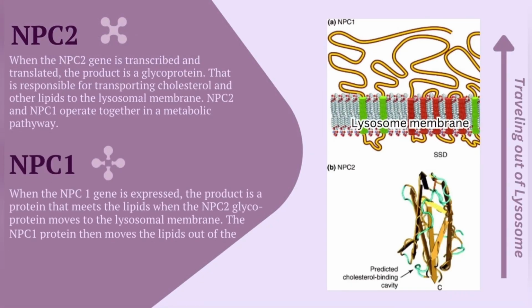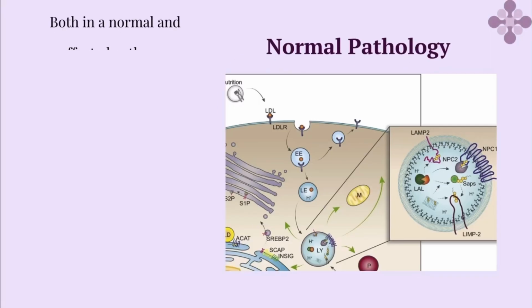When the NPC2 gene is transcribed and translated, the product is a glycoprotein that is responsible for transporting cholesterol and other lipids to the lysosomal membrane, as you can see on the bottom right. That is the NPC2 protein. However, when the NPC1 gene is expressed, the product is a protein that meets the lipids from the NPC2 glycoprotein. The NPC1 protein then moves the lipids out of the lysosomal membrane and into the cell.